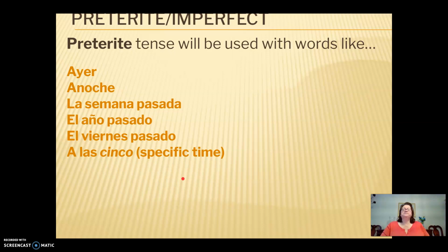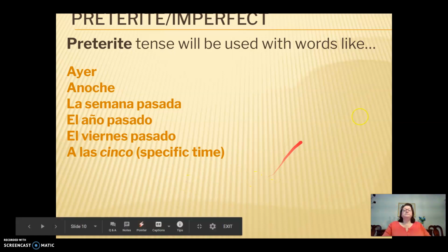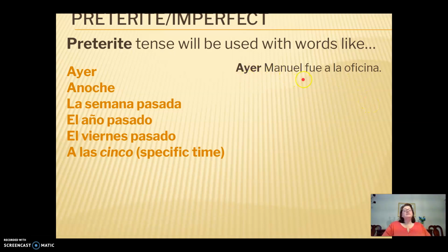It's finished. So ayer Manuel fue a la oficina. Yesterday, Manuel went to the office. Done. Anoche yo llamé a mi novio. Last night, I called my boyfriend.